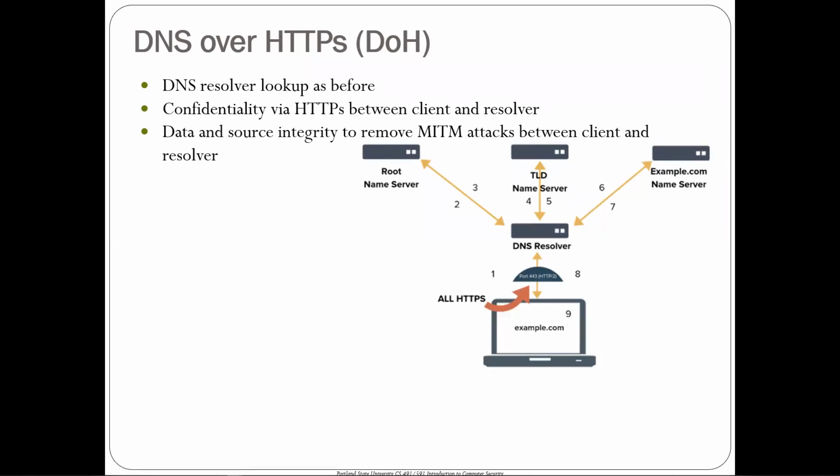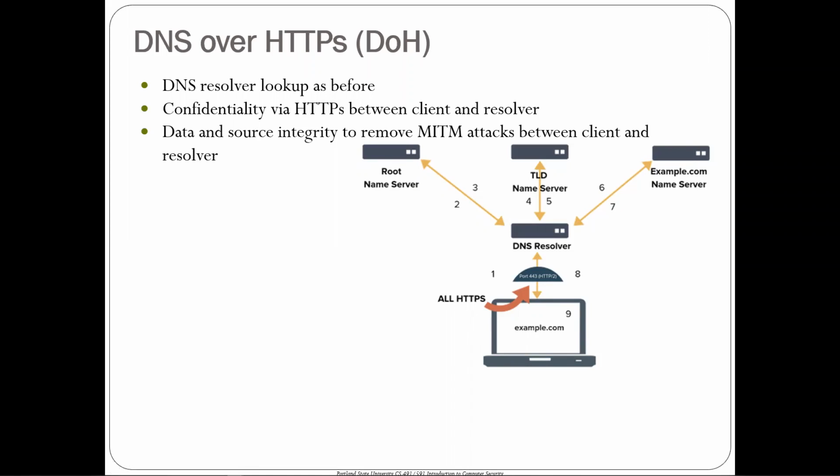And so then you get confidentiality via HTTPS between the client and the resolver, and then you get data and source integrity, source integrity for the resolver, that is. The data and source integrity is between the resolver and the client. And that's what you get with DNS over HTTPS.